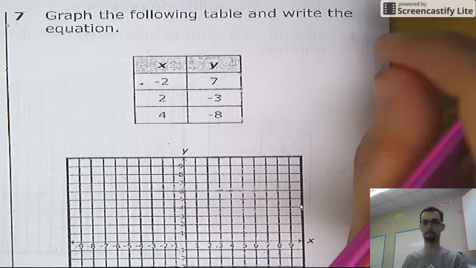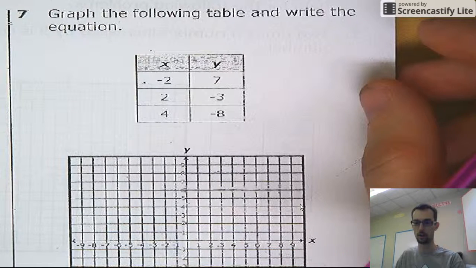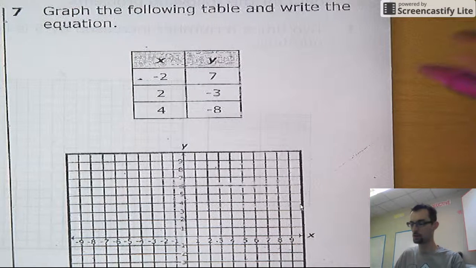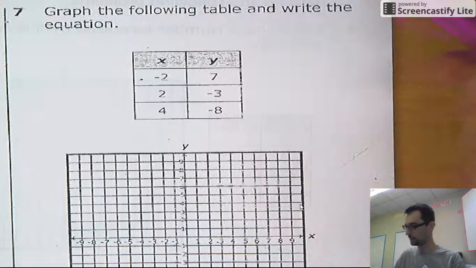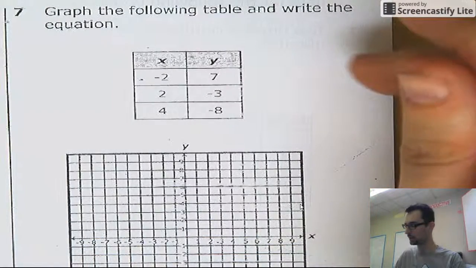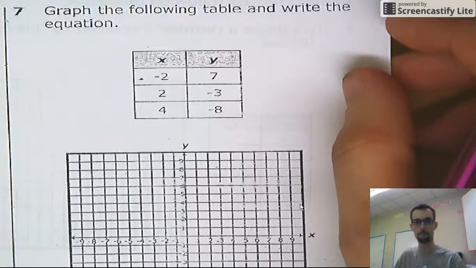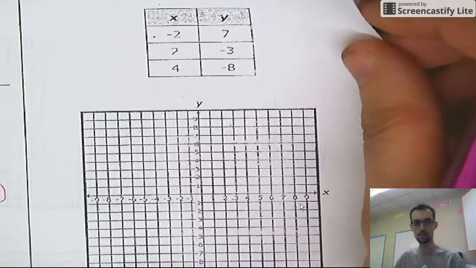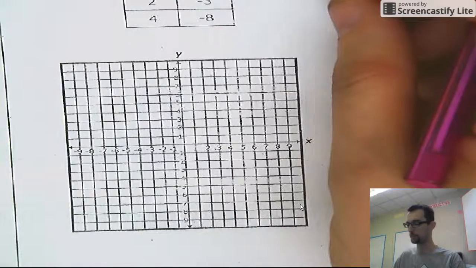All right, let's take a look at number 7. I said I'd make this a little bit shorter too, right? Because our table's already done for us. We don't need to write our table. We just got to graph it. Oh, and then it says write the equation. That's why. All right, good. Good reading there. Okay, well, let's do the graph first. It's gonna be a little bit easier, I think.